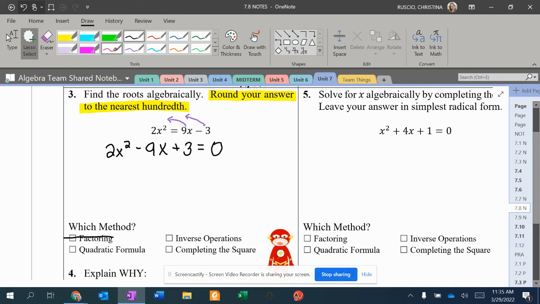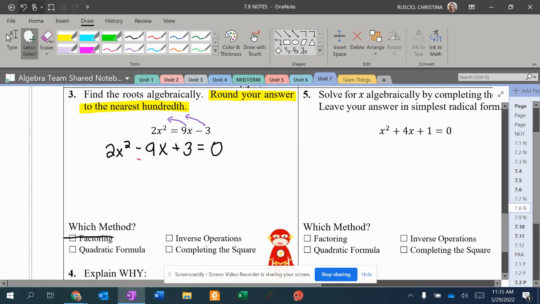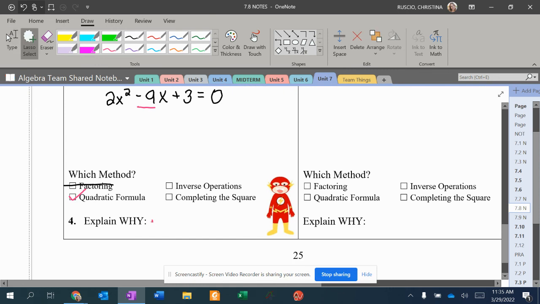Well, if it said to complete the square, I'd probably complete the square, but look at that. It's not easy to take half of 9. We end up with a lot of decimals. That's pretty gross. At this point, because we have to do some rounding, I think we want to use the quadratic formula. Because why? Well, the directions say round. And then also that b term, it's an odd number, and it's not easy to take half of that to do completing the square. Inverse operations is totally out because it doesn't take that form.